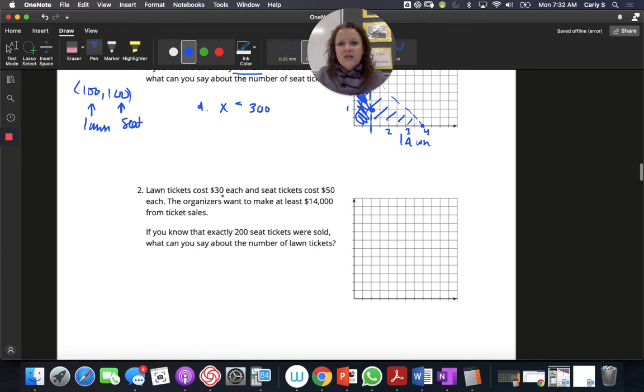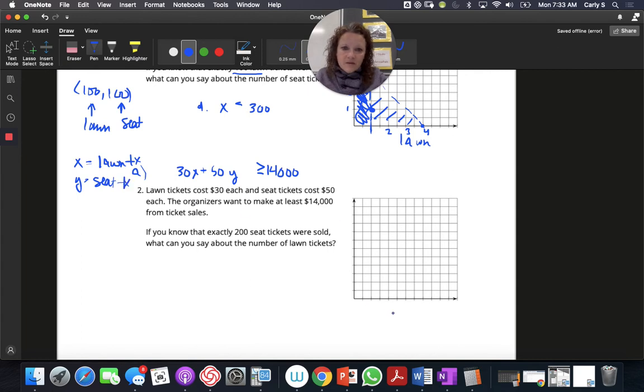Lawn tickets cost $30 each and seat tickets cost $50 each. The organizers want to make at least $14,000. I always know that side, right? And then I've got $30 for lawn tickets plus $50 for seat tickets. Another reason we always sit in the lawn, it's cheaper. There's our equation, where it's the same thing, X equals lawn and Y equals seats.